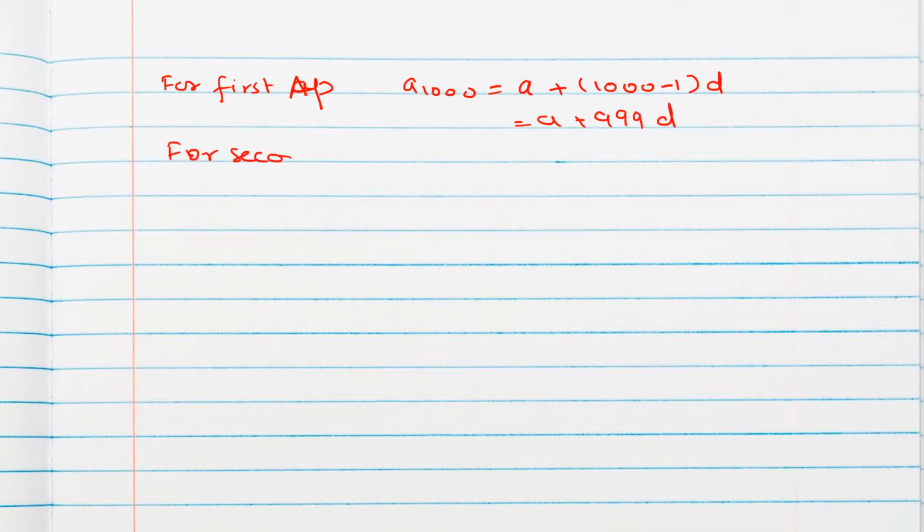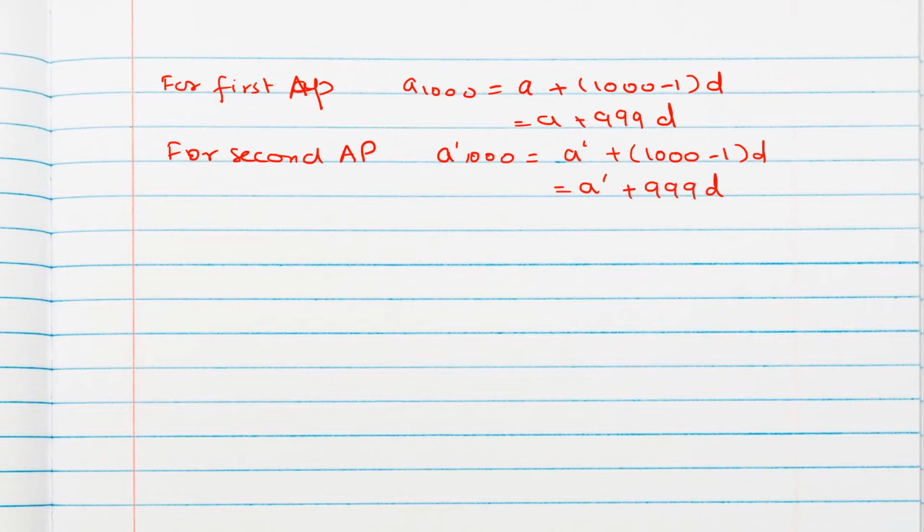So the question is, what is the difference in the 1000th terms? So for the first AP, A1000 will be, better to write it this way, A plus 1000 minus 1 D, that is A plus 999 D. For the second AP, the A dash 1000th term will be the first term A dash plus 1000 minus 1 D, so A dash plus 999 D.